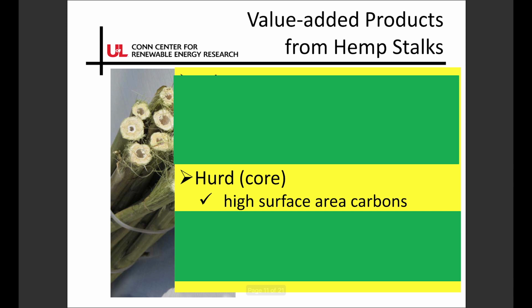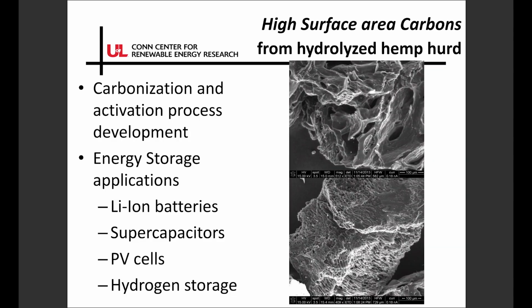And with these herds, we are essentially going through an activation and carbonation process, and we make very high surface area carbons.